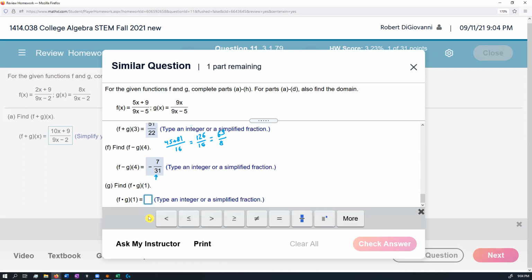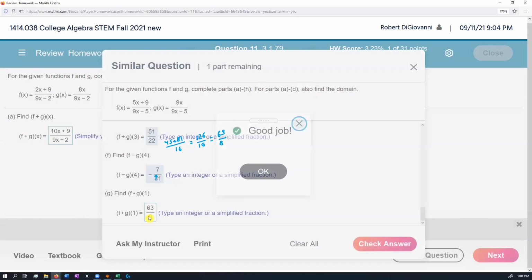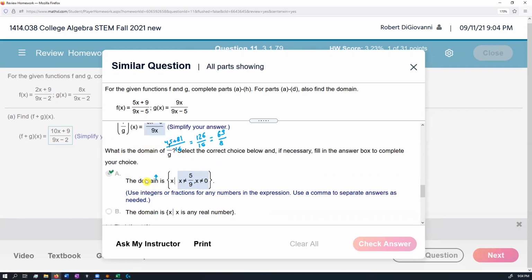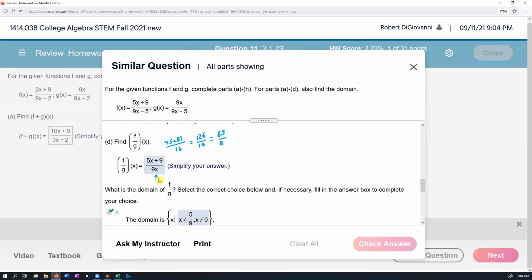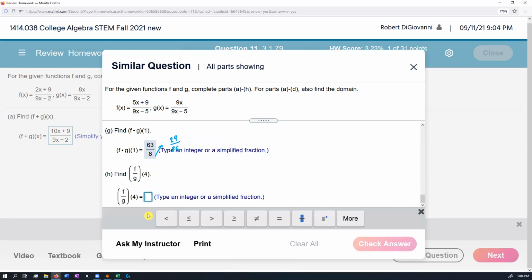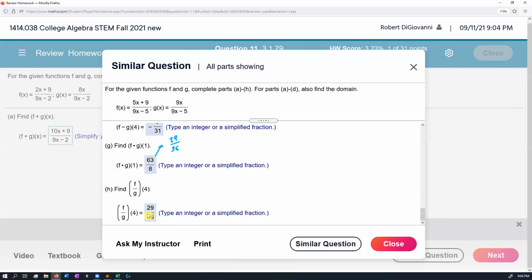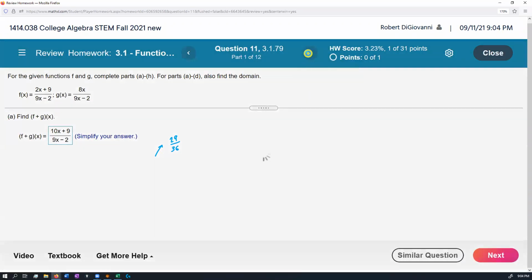Okay. F divided by G of 4. So our answer for F divided by G was this, and we need to plug 4 into it. So if we plug 4 into here, we get 20 plus 9 is 29. 4 on the bottom is 36. Go with that, 29 over 36. Okay, I think we're done. Close that. Let me move to the next question.